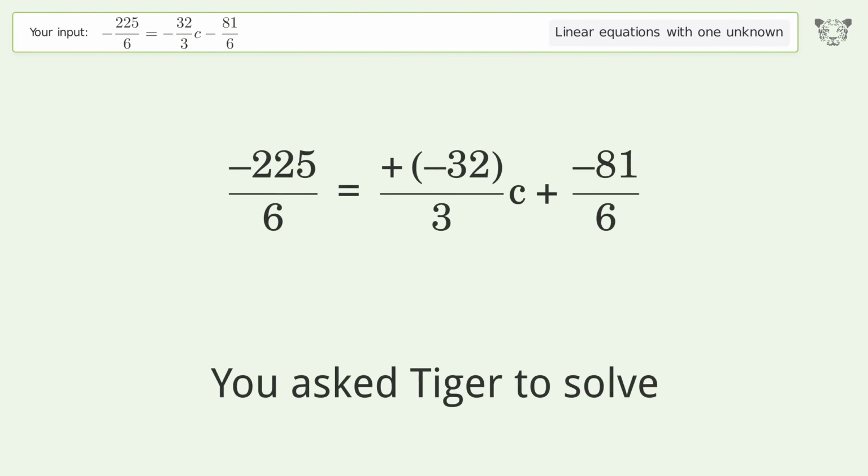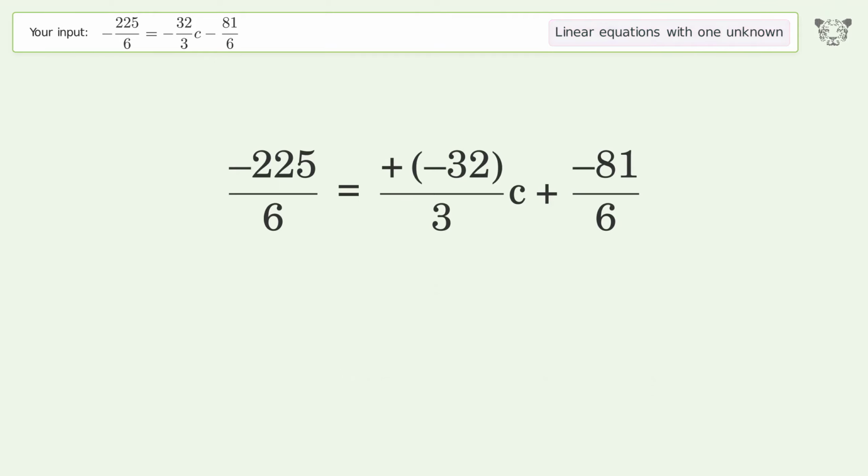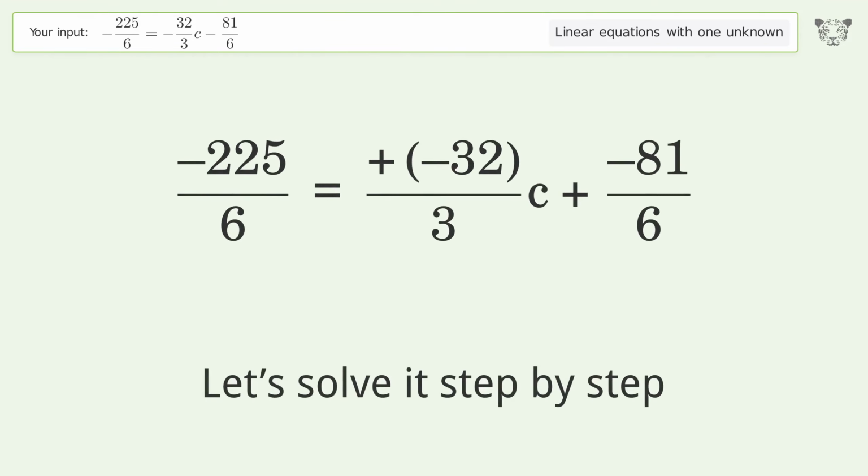You ask Tiger to solve. This deals with linear equations with one unknown. The final result is c equals 9/4. Let's solve it step by step.